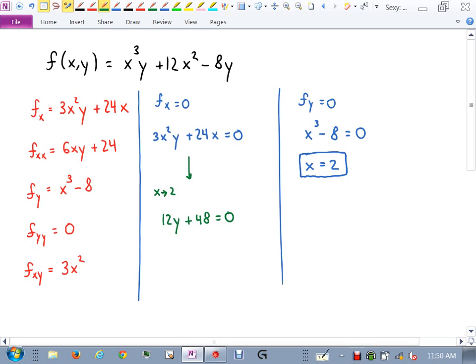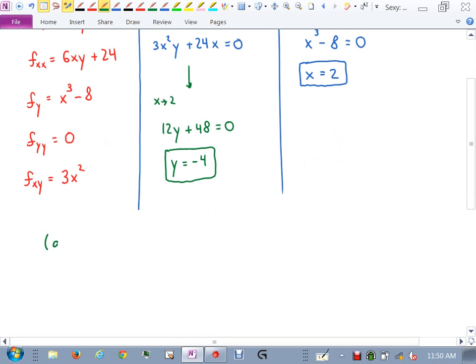So what's y? Negative 4? Solve that linear equation. So we only have one point, don't we? Just one point to worry about. The point that we have, our AB in this problem, is the point, make sure you get the order correct, 2, negative 4.